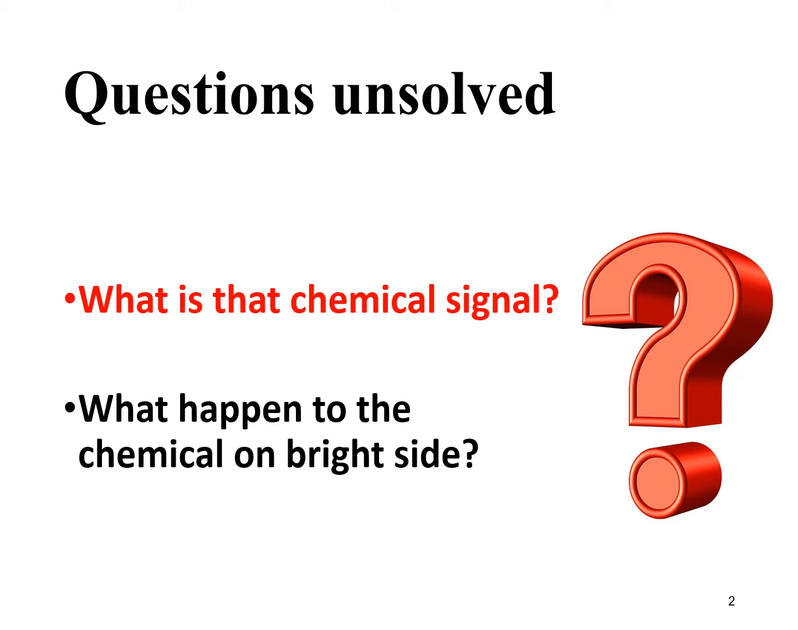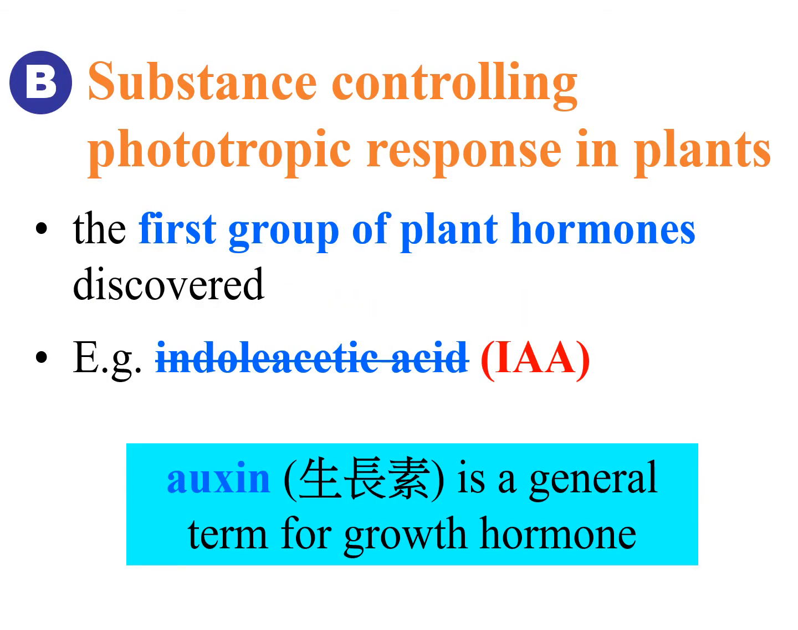In the previous lessons regarding the chemicals which help phototropism, there are some questions which are unsolved, such as what is that chemical signal? Now, let's take a look at what exactly is the chemical signal. The substance or chemical that controls the phototropic response in the plant is actually a plant hormone. In general, we call them auxin. Auxin is a general term for the plant growth hormone.